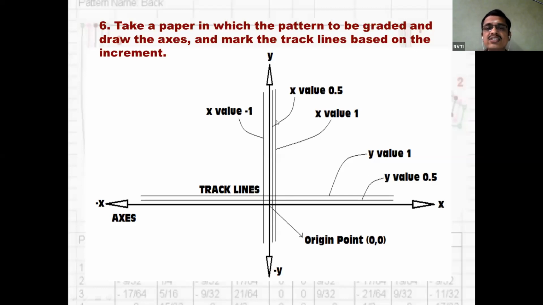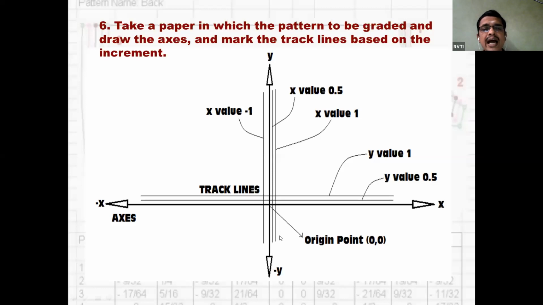Okay. For X, I have to draw a line. This is plus X, minus X. So 0.5, 1, 0.5, 1, minus 1. Already I told you, this is 0.5 centimeter or 5 millimeter, 1 centimeter or 10 millimeter. Like that you have to draw. Okay. The tracks I have already drawn here.